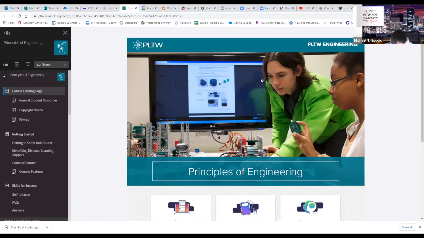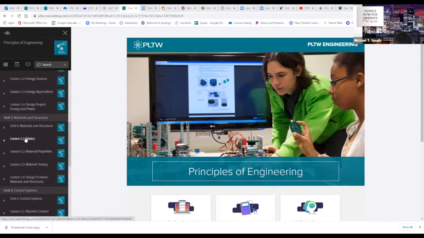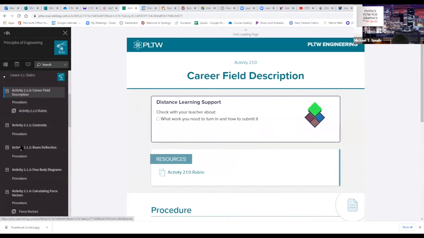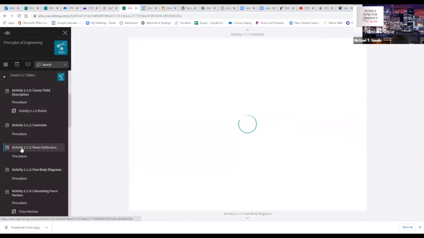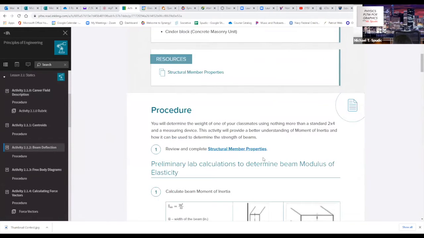All right, anyways, let's get going with this. So what we are doing is this. You are going down to 2.1 statics, and then we are going to get to beam deflection, which is 2.1.2. Okay, so here's the beam deflection.